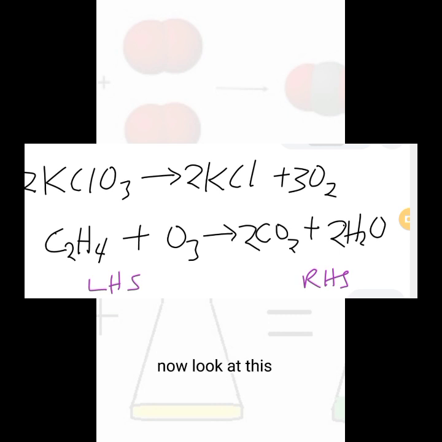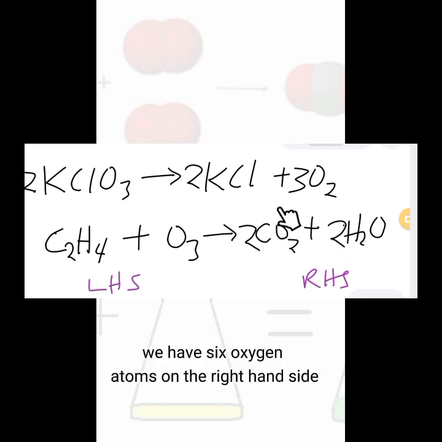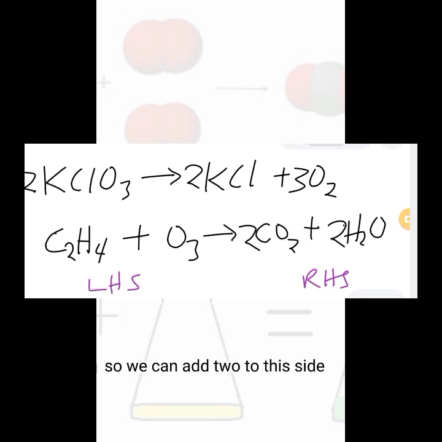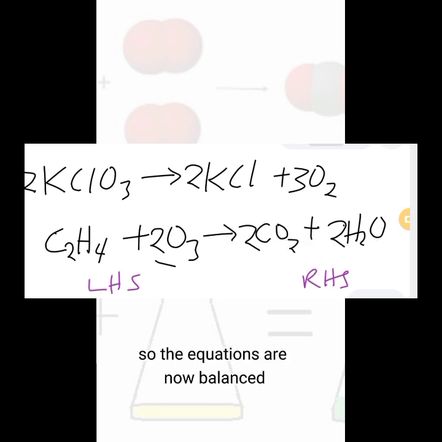Then the next atom that we'll look at is what? Is oxygen. We have 3 on this side, then we have 2 times 2 making 4, then 2 times 1, 2, so 4 on this side, then 2 on this side making 6. Overall we have 6 oxygen atoms on the right hand side and we have 3 on the left hand side, so we can add 2 to this side, so making it 2 times 3, 6 oxygen atoms, 2 times 2, 4 plus 2, 6 on this side. So the equations are now balanced.